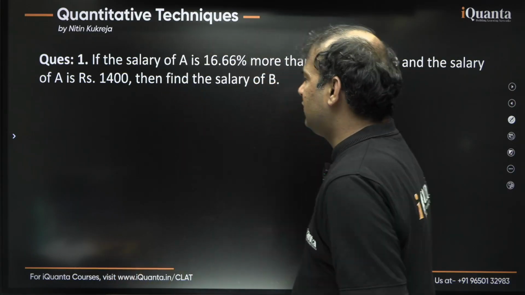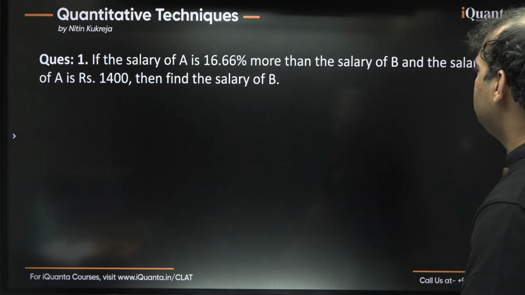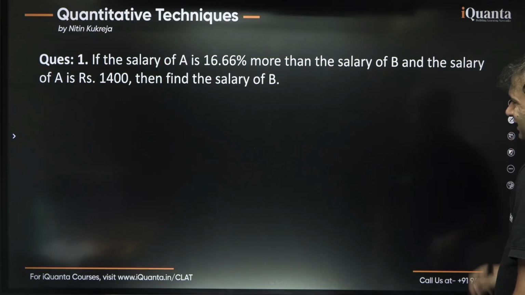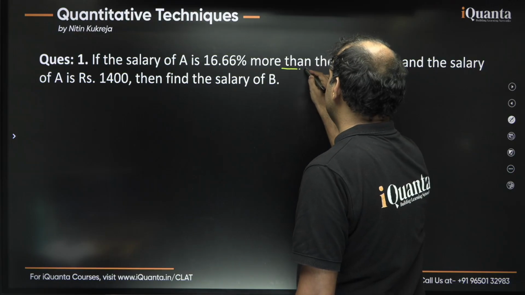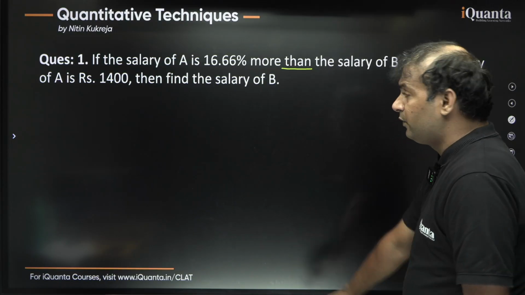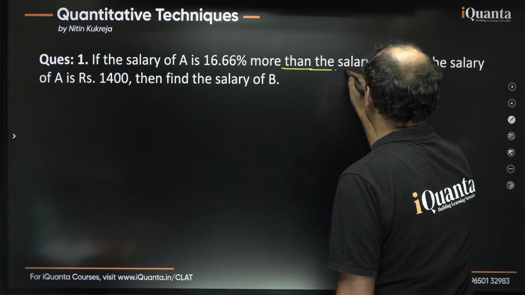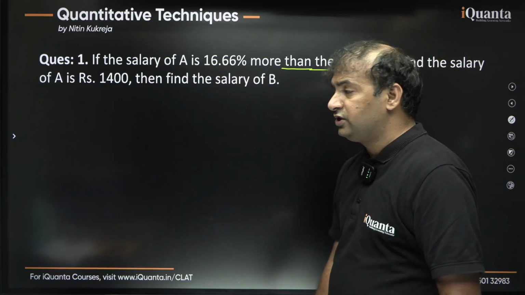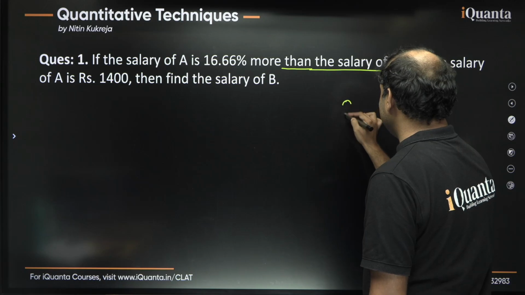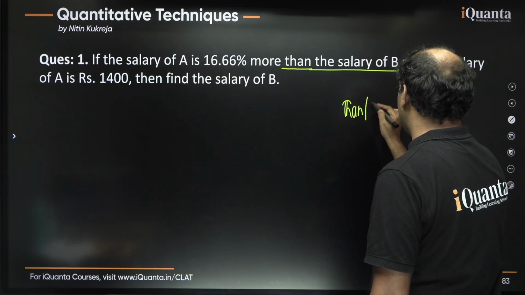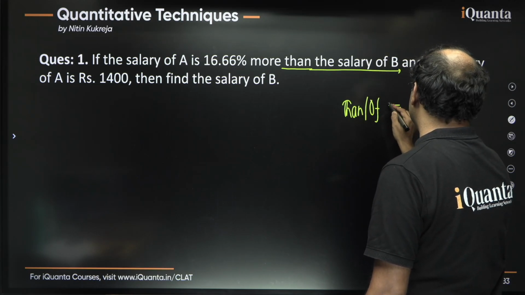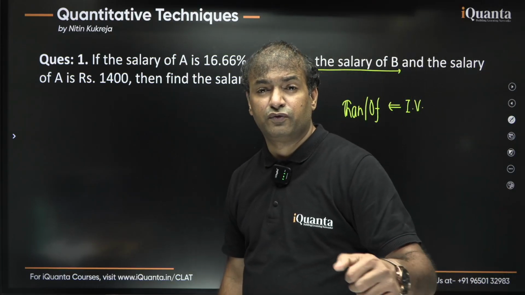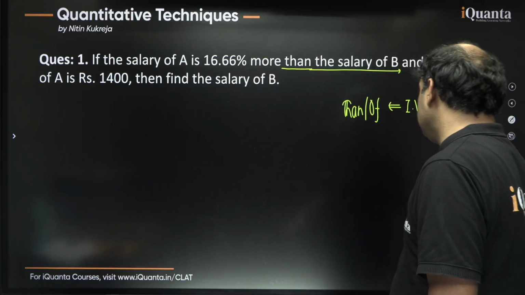So for that, I would like to tell you one very good method. Just look at where the word 'then' or 'of' is written. You can see in this question 'then' is written just before the salary of B. This 'then' is written before the salary of B. So you can understand one point: 'then' or 'of' is always written before the initial value. We can just say that.